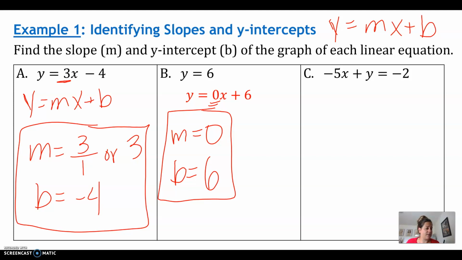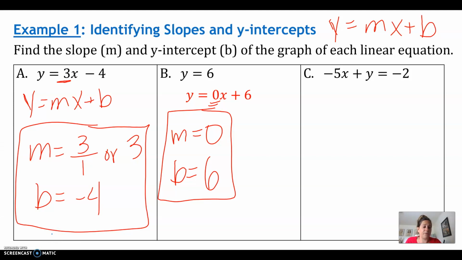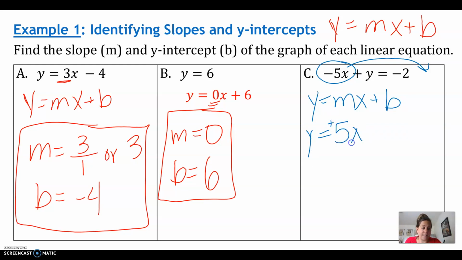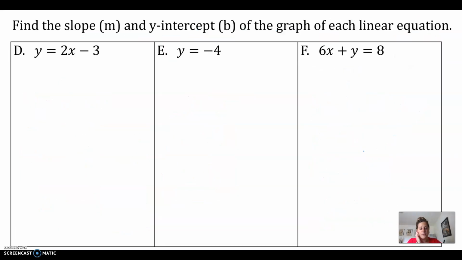Now, letter C is tricky. As you notice, it is not in the correct form, and we've done this before. This needs to be moved to the other side, so it needs to look like y equals mx plus b. If we move the negative 5x to the other side, it becomes positive 5x. And then this stays -2. So m would be 5 and b would be -2. Okay? Let's do a few more.